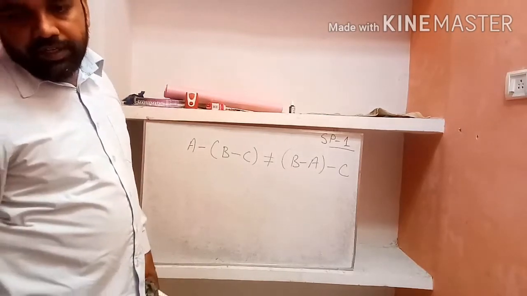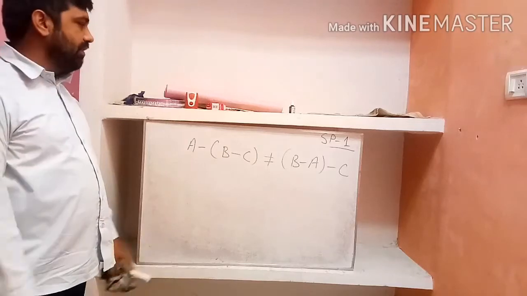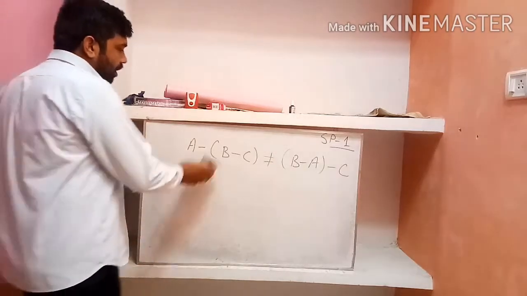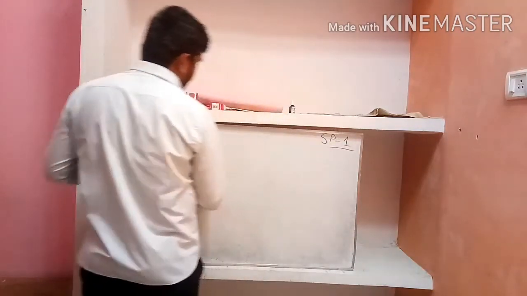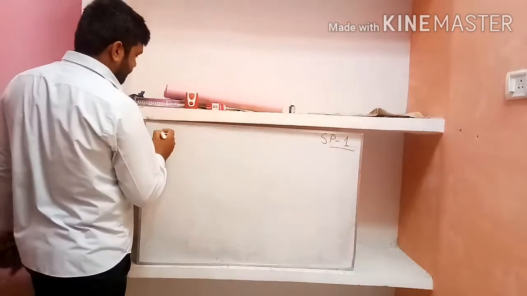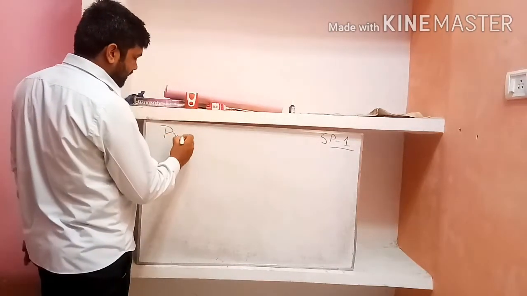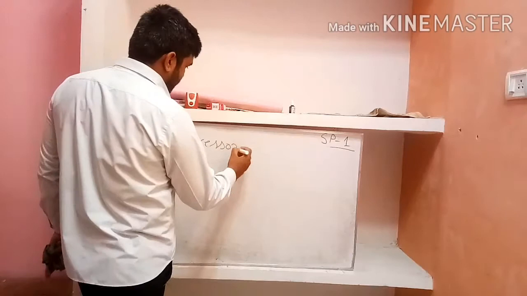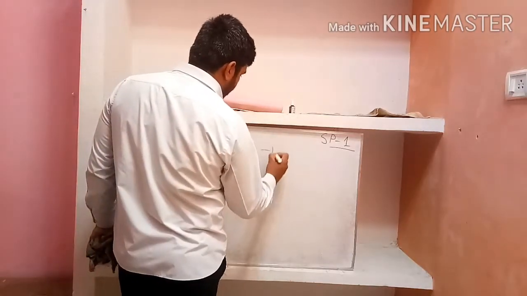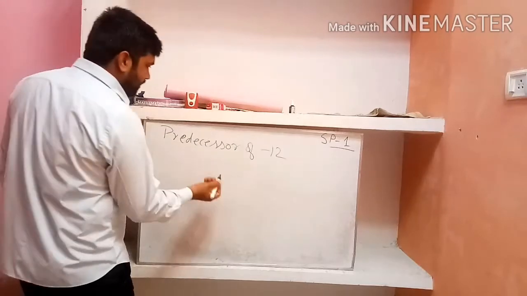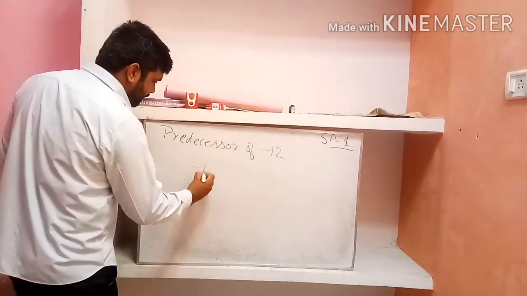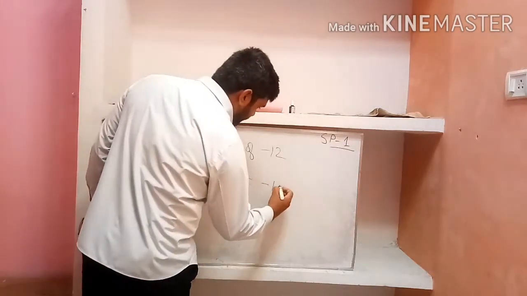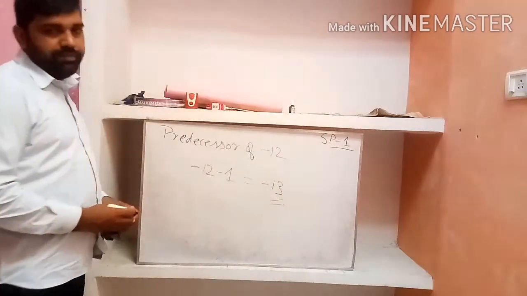Okay. So predecessor. What is the predecessor of minus 12? We get the predecessor by subtracting 1 from the given number. If it is asked, write the predecessor of minus 12, it means subtract 1 from the given number. So minus 12 minus 1. So the predecessor of minus 12 is minus 13.